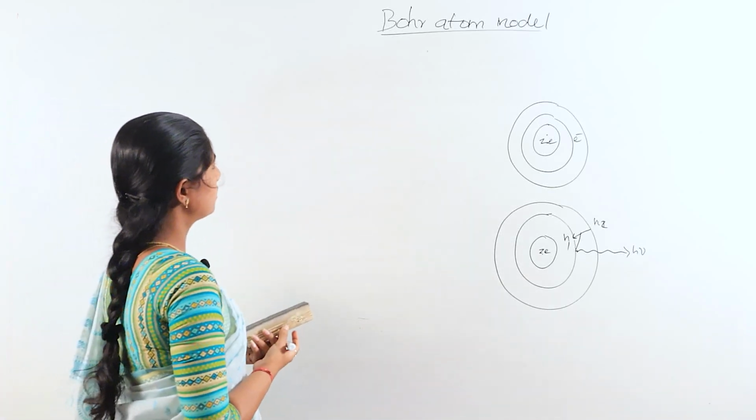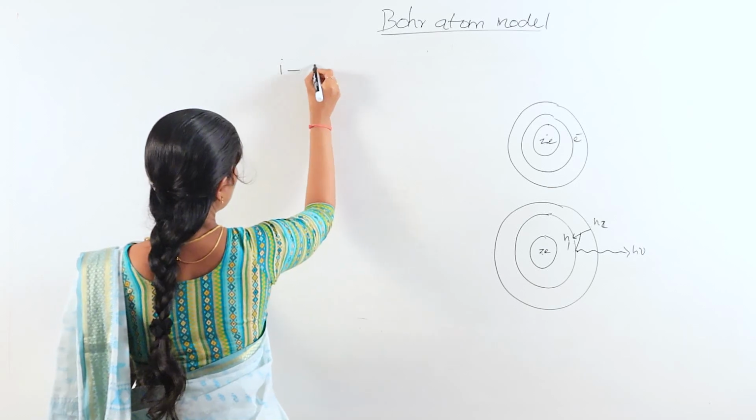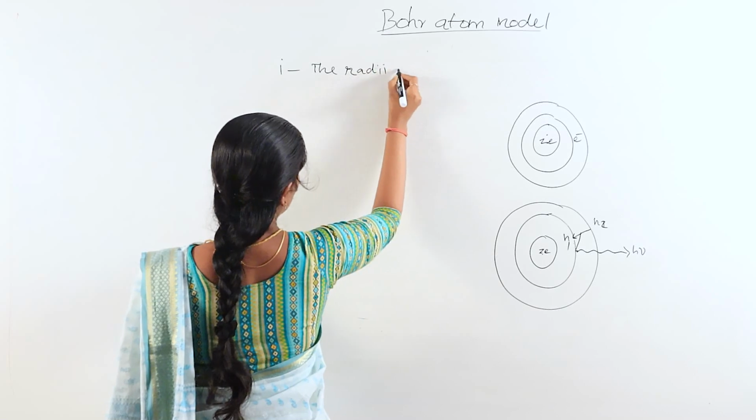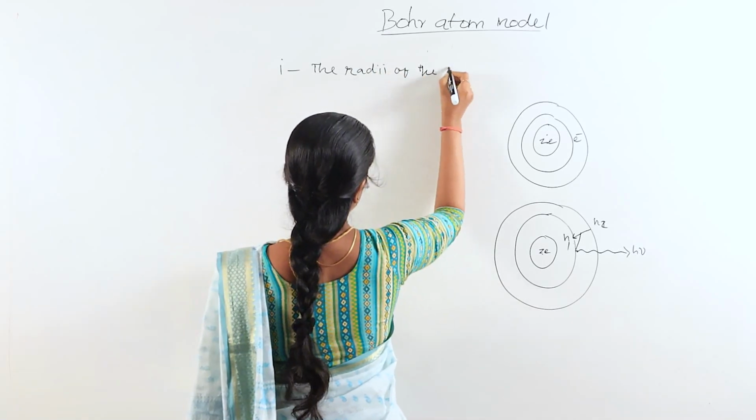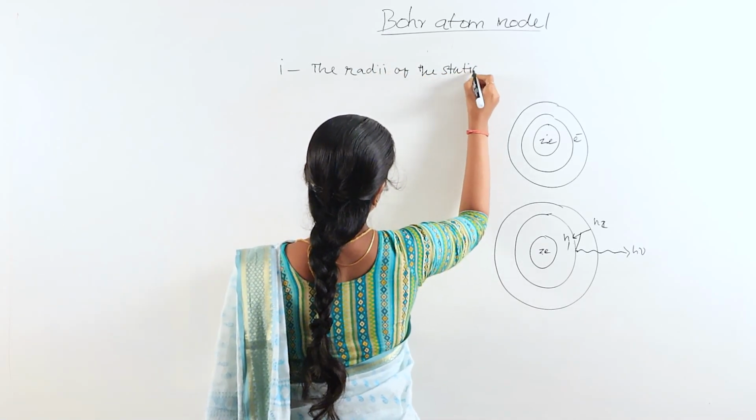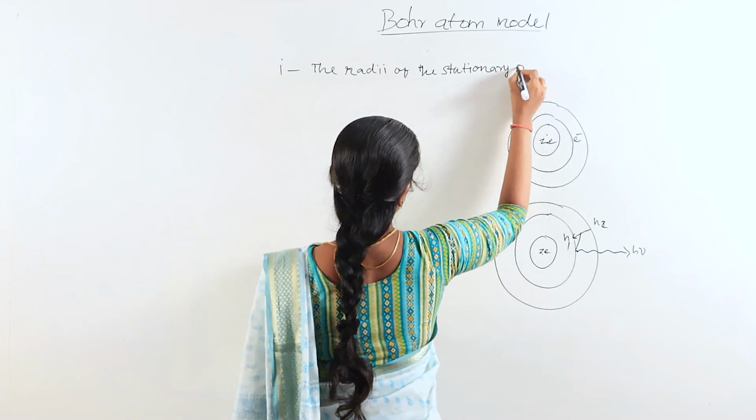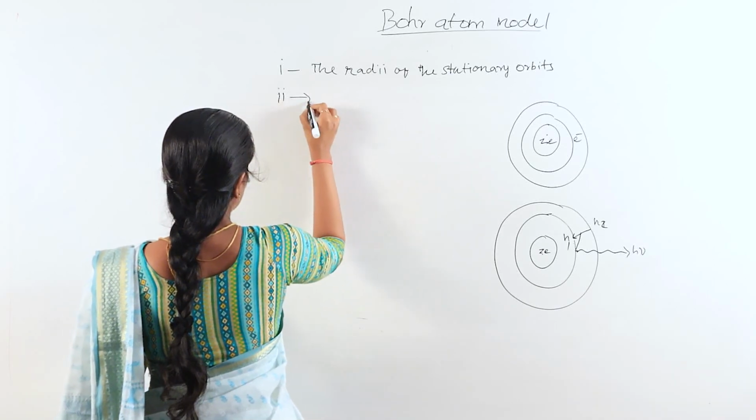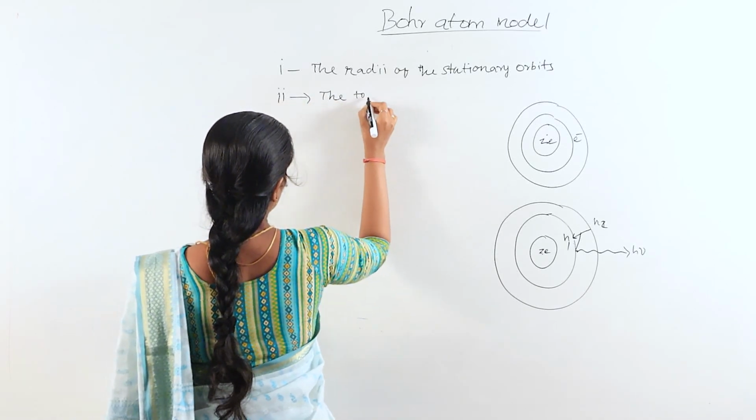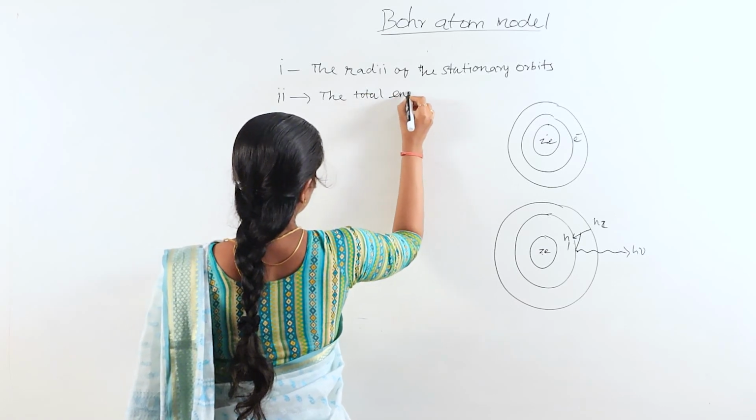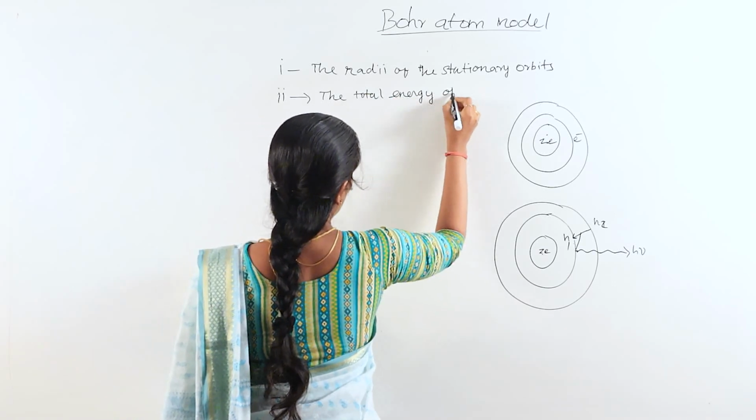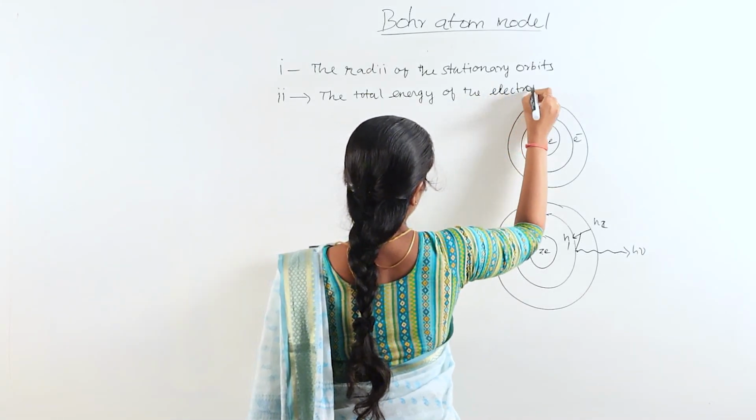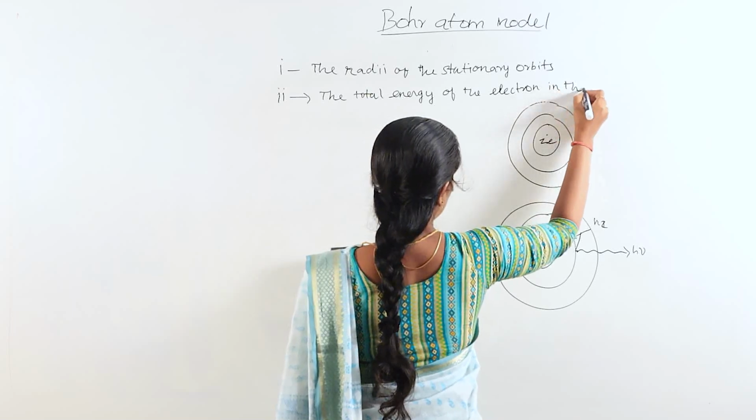What are the formulas? The first one is the radii of the stationary orbits. And the second point is the total energy of the electron in the orbit.